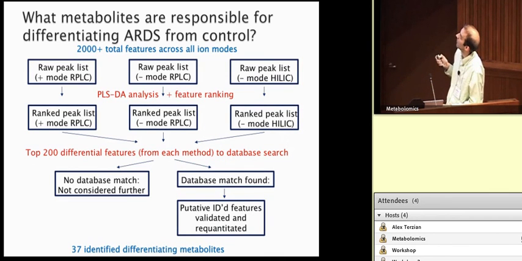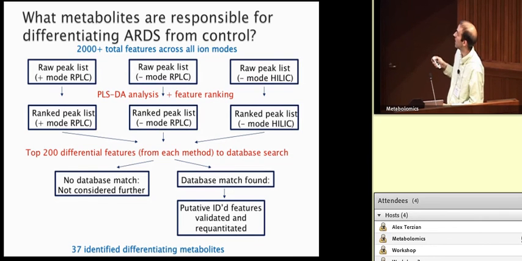Well, here's our workflow. We have 2,000 features. We have 3 different modes of chromatography. We did PLSDA, as I just showed you. We have our top 200 differential features. If there was no database match, if it didn't hit something that we already either knew what it was or was in one of the online databases, we didn't work with it any further. We set it aside for then.